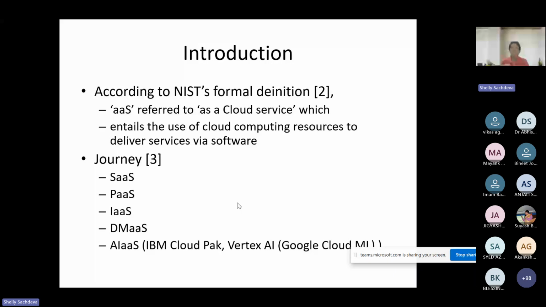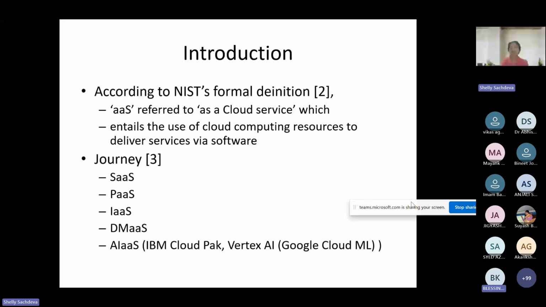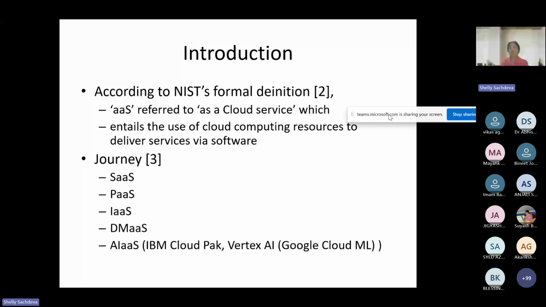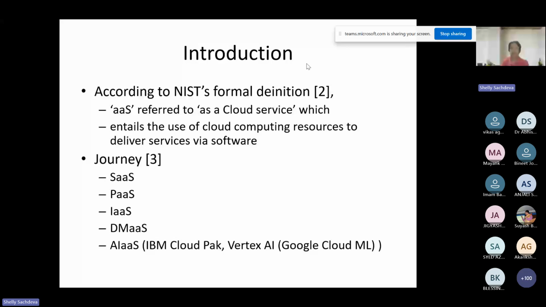Before moving on, why do I introduce this? Because the Google Colab that I'll be talking about is based on this, as a service. Recent examples of artificial intelligence as a service are IBM Cloud Pak and Vertex AI by Google Cloud, especially for ML.